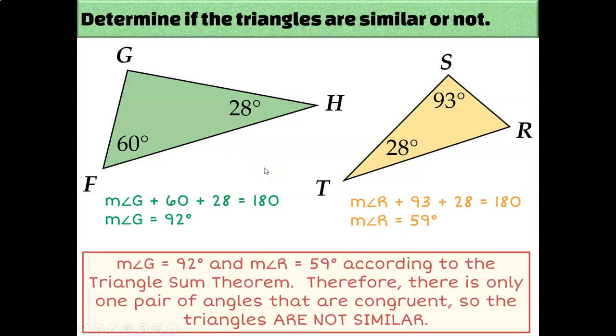So in this case, I have shown that since I don't have two pairs of corresponding angles that are congruent, I only have one pair of corresponding angles that are congruent. That is enough information to say that these two triangles are not similar.